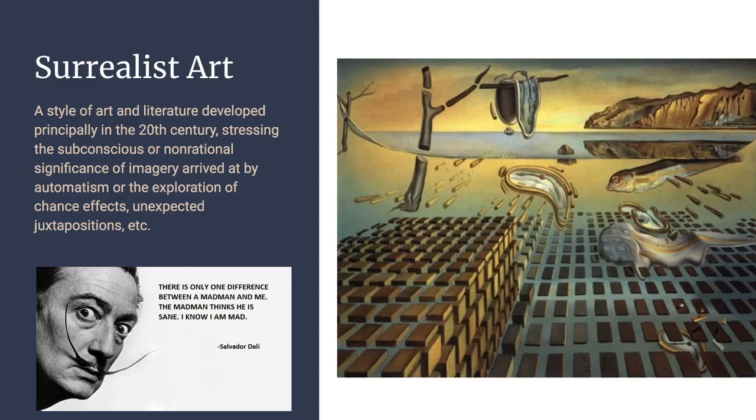Surrealist art. Surrealism is defined as a style of art and literature developed principally in the 20th century, stressing the subconscious or non-rational significance of imagery arrived at by automatism or the exploration of chance effects, unexpected juxtapositions, etc. So it's kind of a fancy definition of saying that it's a kind of fantasy art. Surrealism can be thought of as fantasy art, where you're taking realistic representations and doing a strange twist on them.